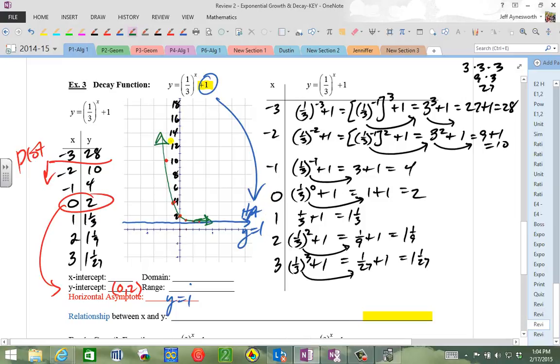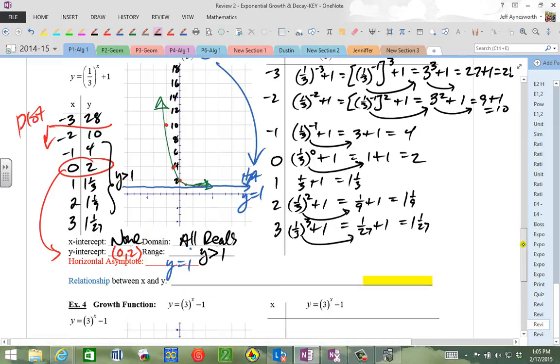Okay, and let's see, domain, all reals. Range, all the y values. Look at this, all these are greater than 1. Okay, so y is greater than 1, and no x-intercept, none. All right, so there's another decay function.